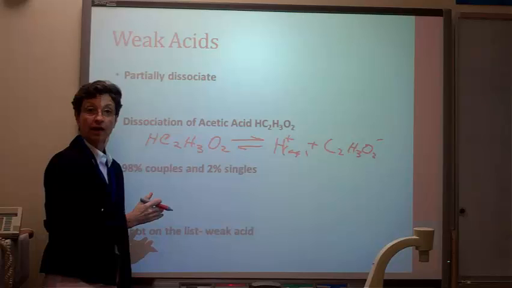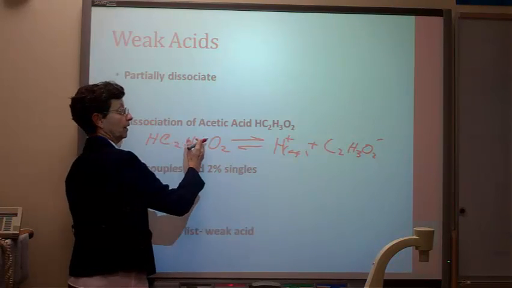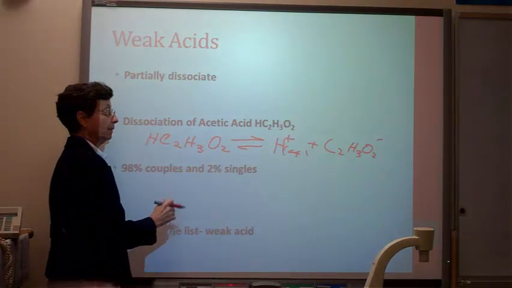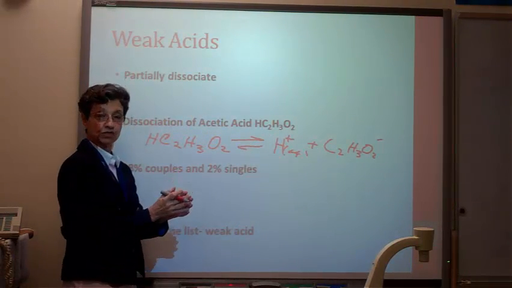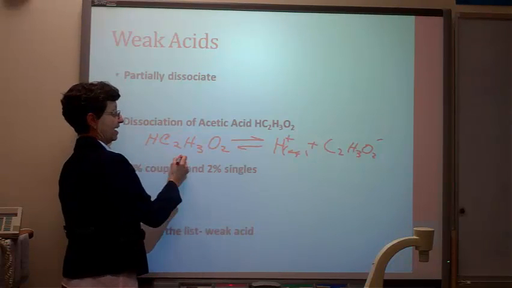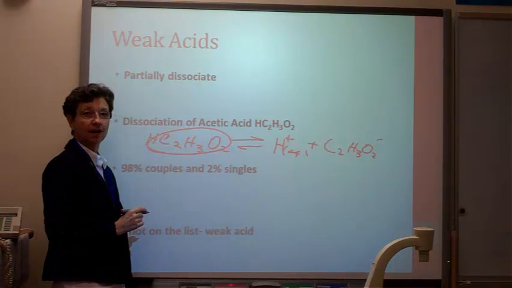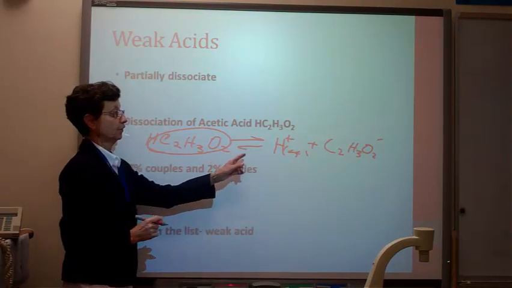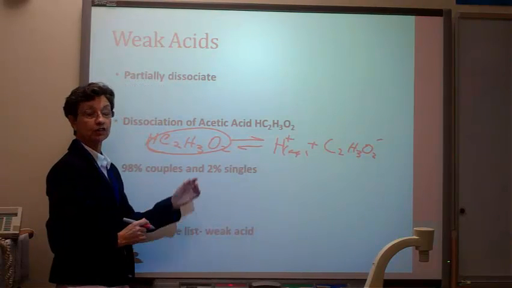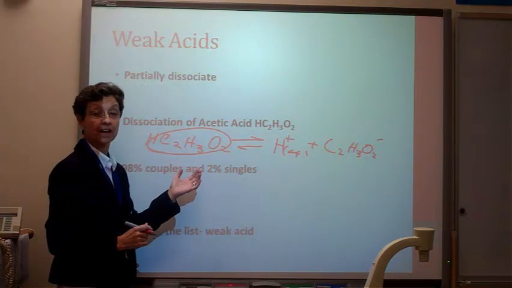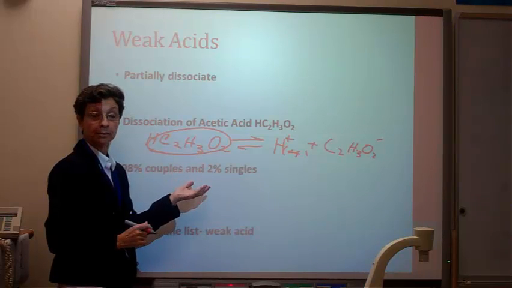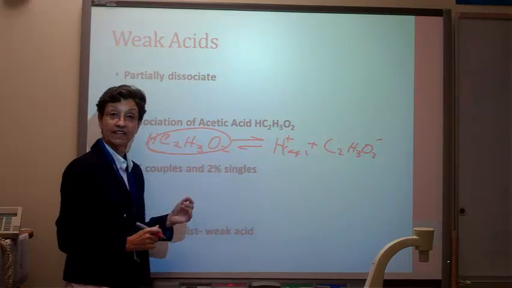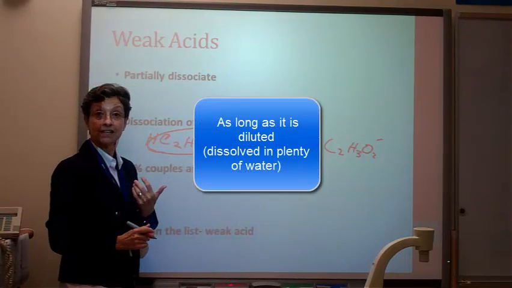That double arrow means that it's reversible. So as the ions dissociate, they get back together. But the point is that most of them will stay together as the original molecule, the acetic acid. A few will dissociate. So that's why acetic acid, which is also found in vinegar, this is how vinegar is made. Vinegar is 5% acetic acid, and it's a weak acid. So we can actually ingest it.